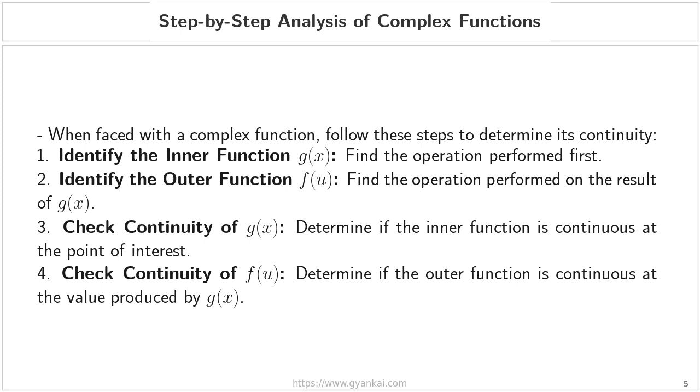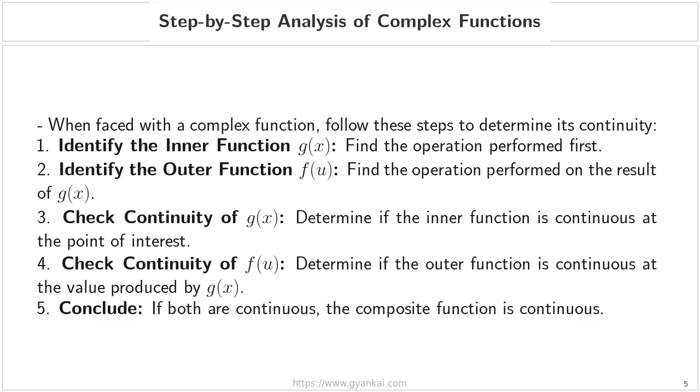Fourth, check the continuity of the outer function, f of u. Crucially, as we discussed in the theorem, you must check if f is continuous at the specific value that was produced by g of x. Finally, you can reach your conclusion. If both the inner and outer functions are continuous at their respective points, then the entire composite function is continuous. In the next few slides, we will put this step-by-step process into practice with some concrete examples to see exactly how this works in action.